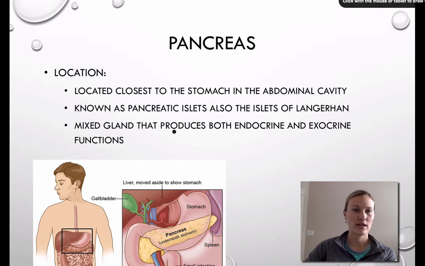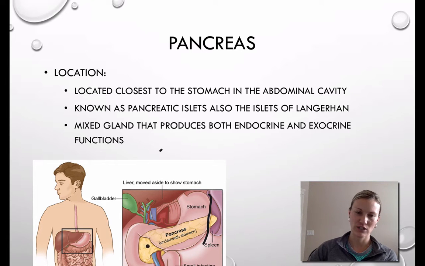Then we have the pancreas. So the pancreas is located closest to the stomach in the abdominal cavity. So if we look at this diagram right here, you have the stomach outline, and the pancreas is located just posterior to it, or I guess just deep to it. Sometimes it's known as the pancreatic islets, or the islets of Langerhans. This is a mixed gland, so it produces both endocrine and exocrine functions.